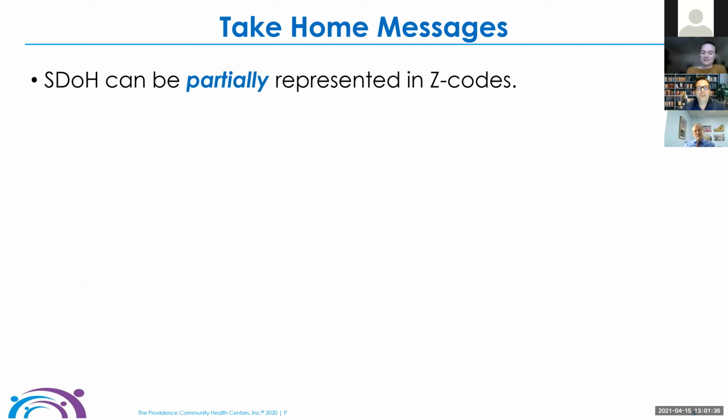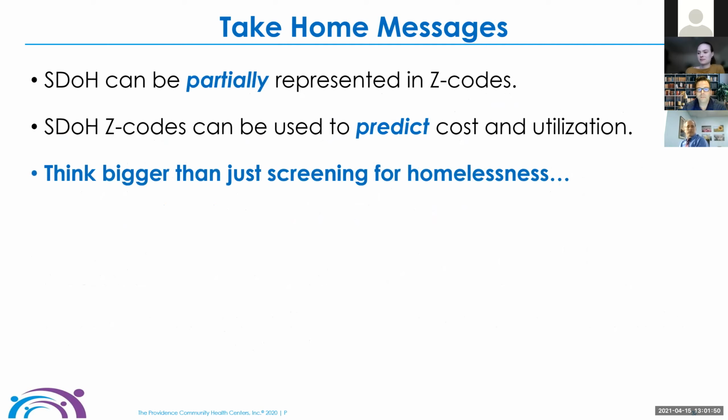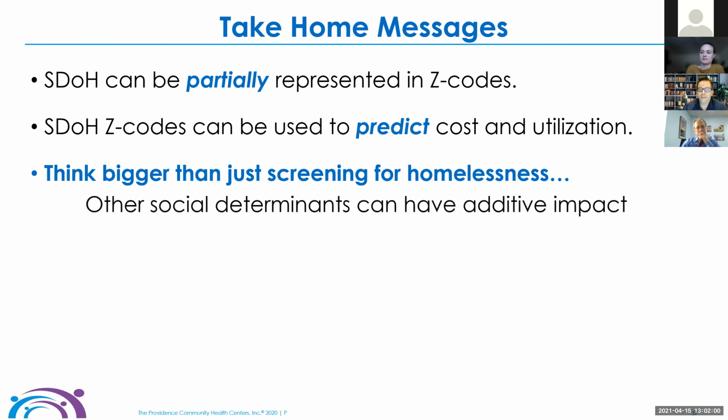So do know that SDOH can partially be represented in Z codes, and so can the risk that it conveys. You can predict cost and utilization, and you know that you have to go after these folks. They need your help. That's clear. Think bigger than just screening for homelessness. Obviously, SDOH as a panel, we saw that in multiple domains that they predict utilization. And as I said, utilization is a fancy term for a failure of our system. It's an alternative quality measure is really what it is.